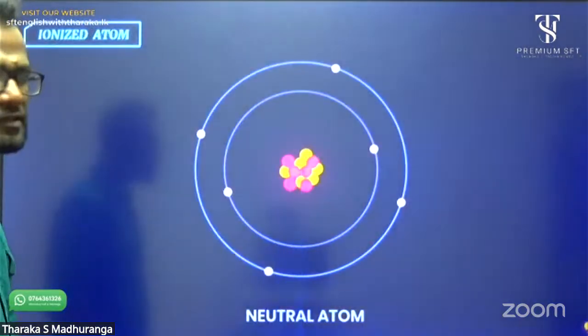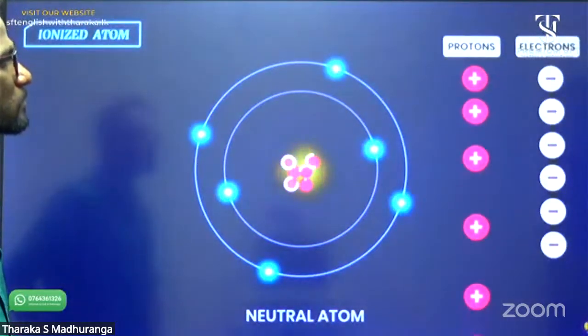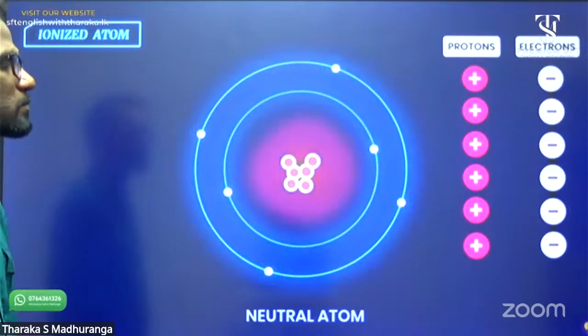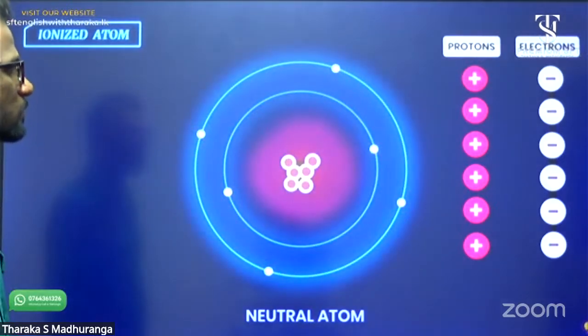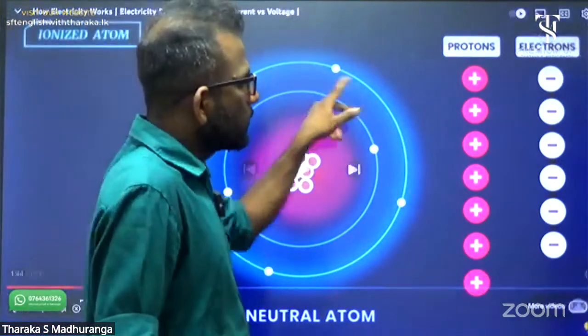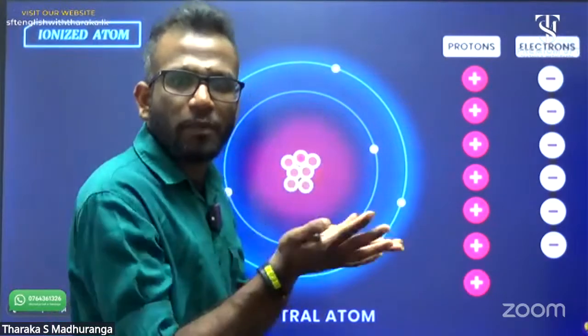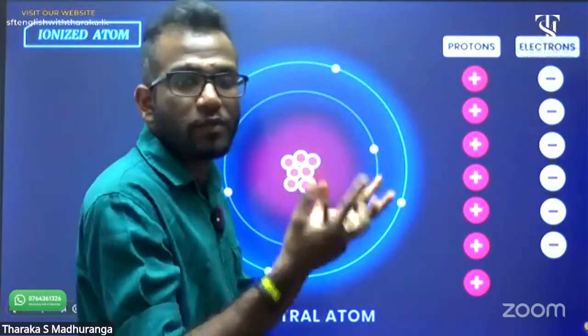In a stable atom, the number of electrons is equal to the number of protons. So their charges cancel each other out and result in the atom becoming neutral and stable. Okay, I think these things you can remember. The number of protons and electrons are the same. The overall atom is neutral.